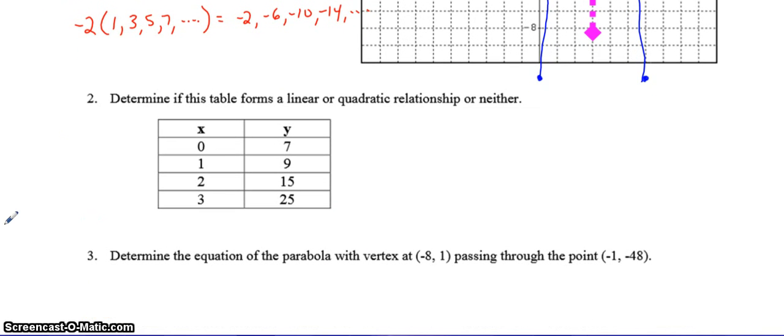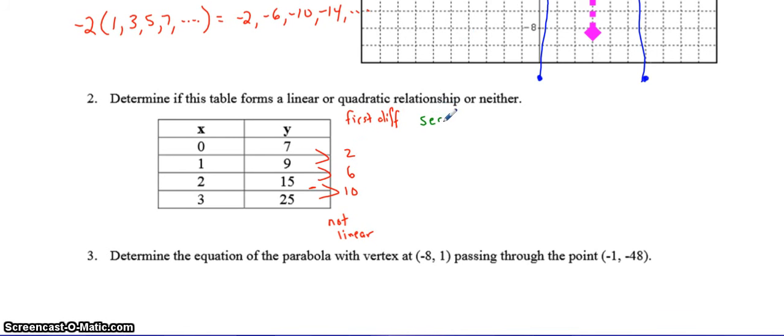Next of all, you have to be able to tell from the table if it's a linear, quadratic, or neither relationship. So we start with the first differences. That means you take 25 and subtract 15, and that gives you 10. 15 subtract 9 is 6. 9 subtract 7 is 2. So that means it's not linear, because if it was linear, all of the first differences would be equal.